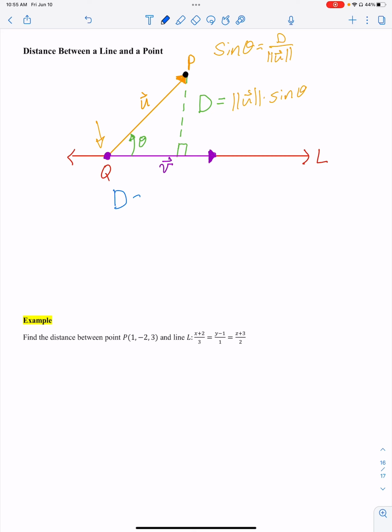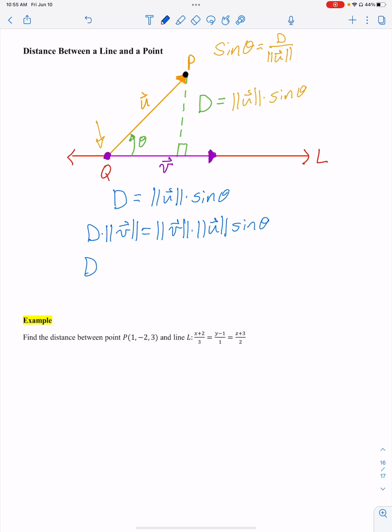So D is the magnitude of U times sine theta. Now, I'm going to multiply both sides. I know this is going to feel a bit strange, but multiply both sides by the magnitude of V. All right. Hopefully that right side looks familiar to you. That is part of the definition for a cross product. The magnitude of a cross product is the same thing as, and I'm going to do U first, doesn't matter, U cross V.